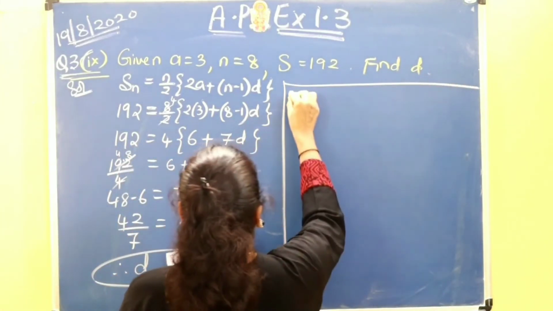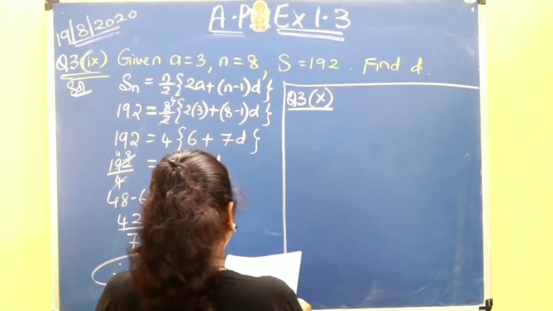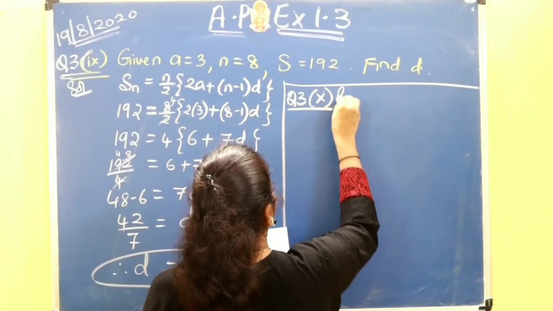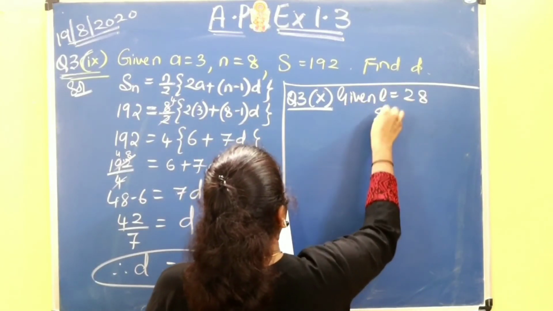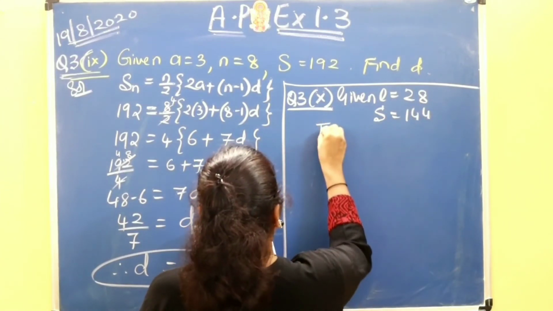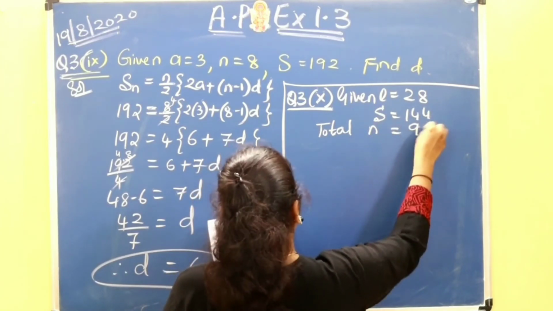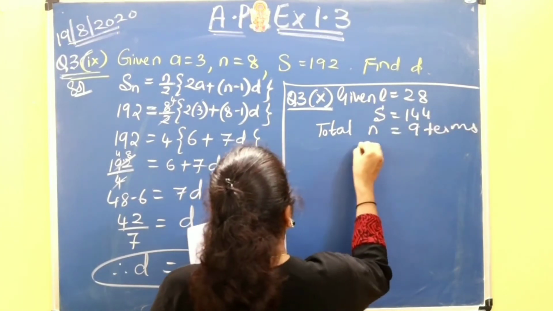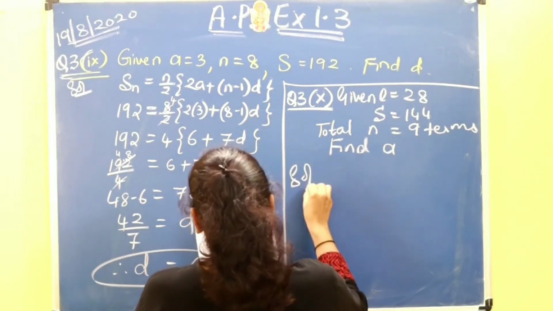Coming to the 10th question, question number 3, the 10th sum. Given l is equal to 28, Sn is equal to 144. Total there are 9 terms, total n is equal to 9 terms. You have to find a.